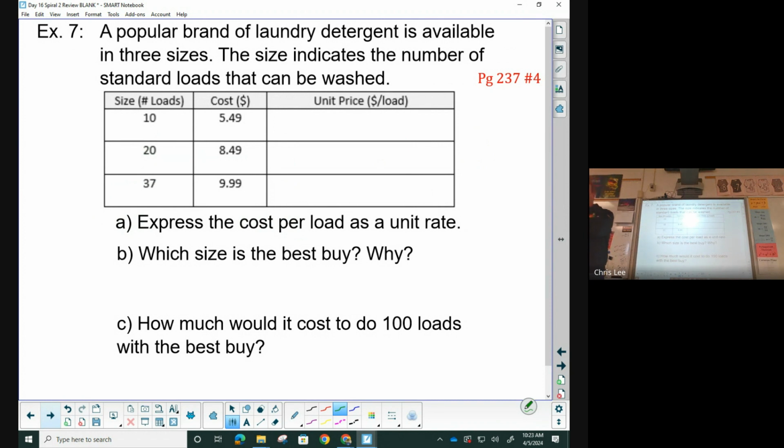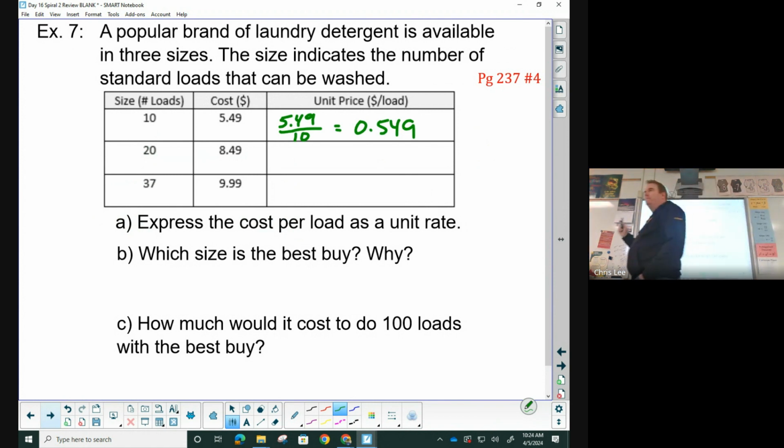What operation do I do here? How do I figure out the unit price? Division. Cost divided by load. So 549 divided by 10 equals 0.549. Am I going to round that number? No. Remember you did an assignment with all these questions on it? A few people rounded, and if you round, sometimes you get the wrong answer. So be careful there. We're going to try and keep as many decimals as we can.